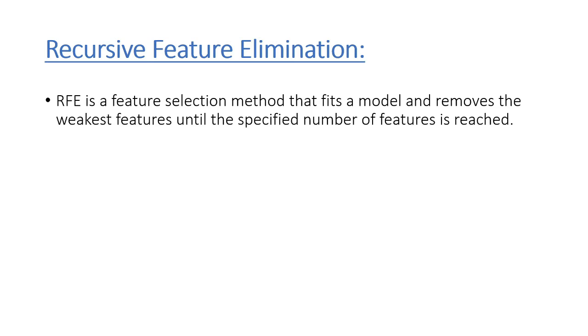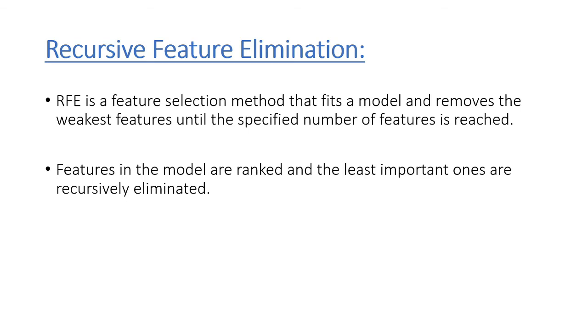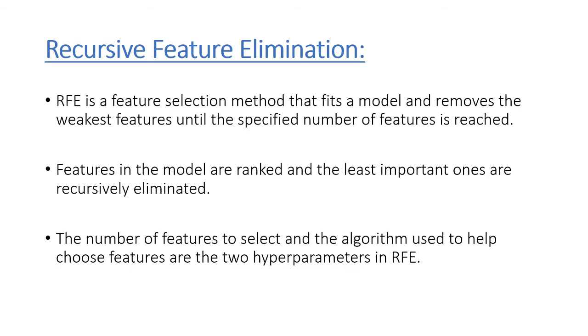Recursive feature elimination. RFE, or recursive feature elimination, is a feature selection method that fits a model and removes the weakest features until the specified number of features is reached. Features in the model are ranked and the least important ones are recursively eliminated. The number of features to select and the algorithm used to help choose the features are the two hyperparameters used in recursive feature elimination. A hyperparameter is a parameter whose value is used to control the learning process.